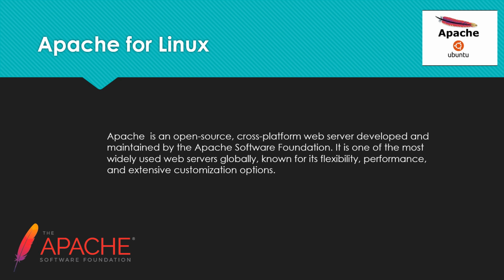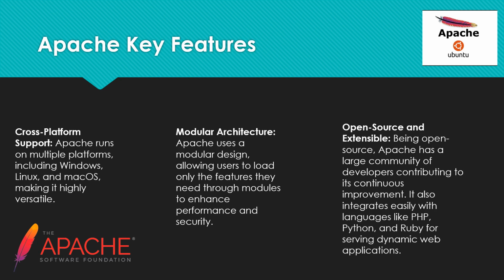Apache is an open source, cross-platform web server developed and maintained by the Apache Software Foundation. This is one of the most widely used web servers globally, known for its flexibility, performance, and extensive customization options. Now let's discuss some of the key features of Apache.